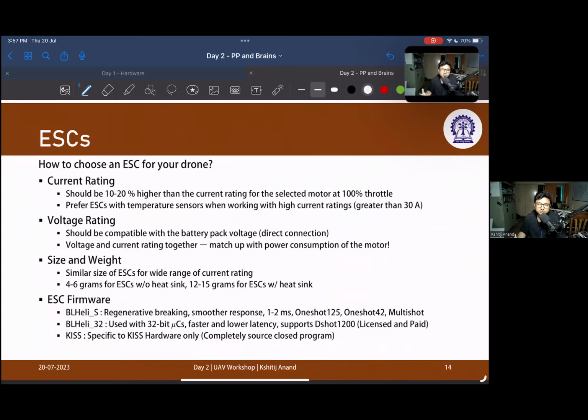How do you want to choose your ESC for your drone? You again have to look at the current rating, the voltage rating, the size, and the weight. Also, what kind of ESC firmware do you want? I'm not going into much detail here because this is similar to choosing a motor; the ESC automatically gets chosen along. You don't need to fret your mind a lot about that.